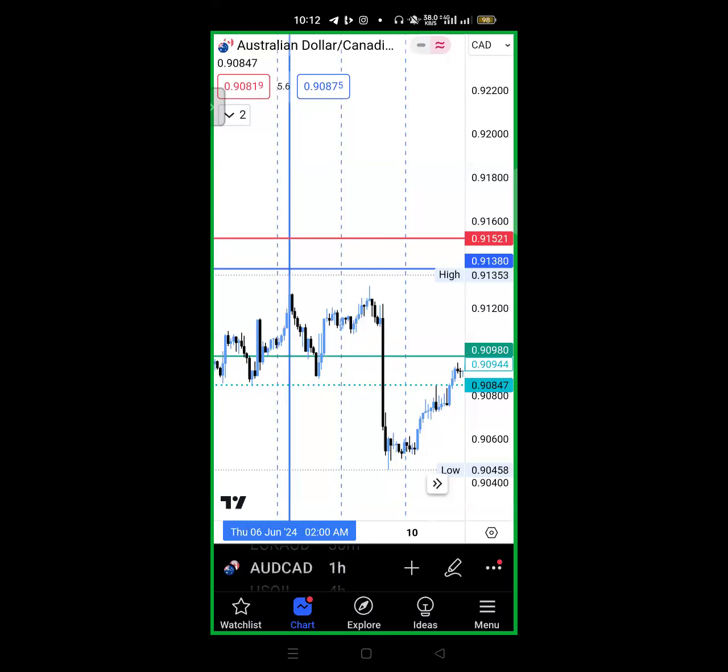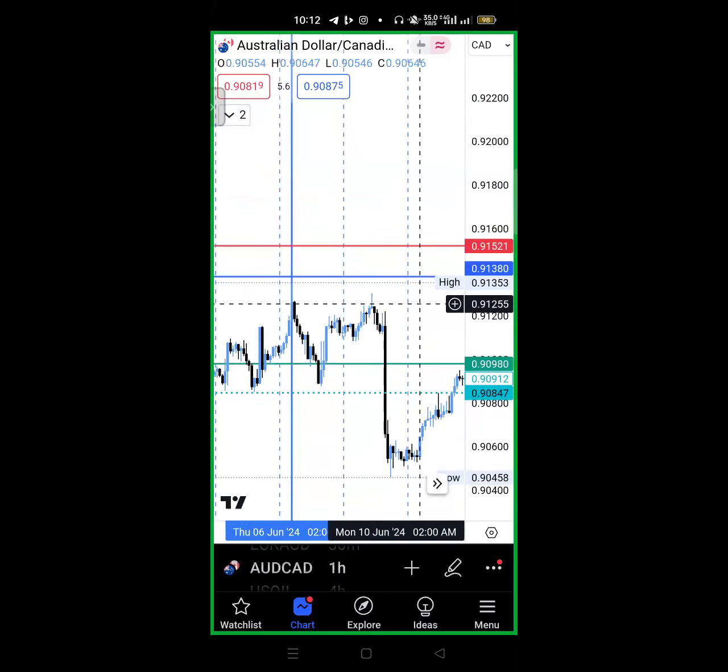Even you, the moment this happens, you don't take the trade immediately. You look out for a reversal and a fair value gap on the lower time frame, right? This market was taken out here.